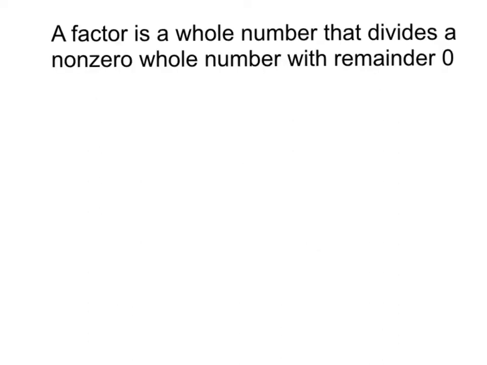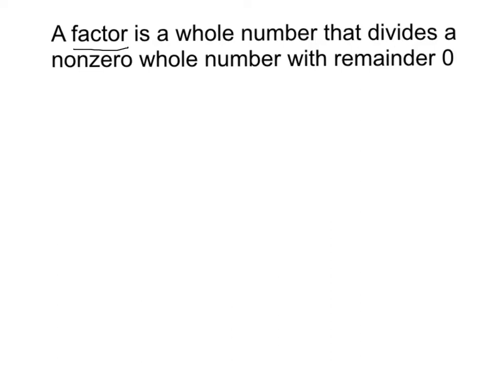Divisibility rules can help you find factors. A factor is a whole number that divides a non-zero whole number with a remainder of 0. This just means that if you take a number and divide it by another whole number, that it's a factor if your answer is another whole number.